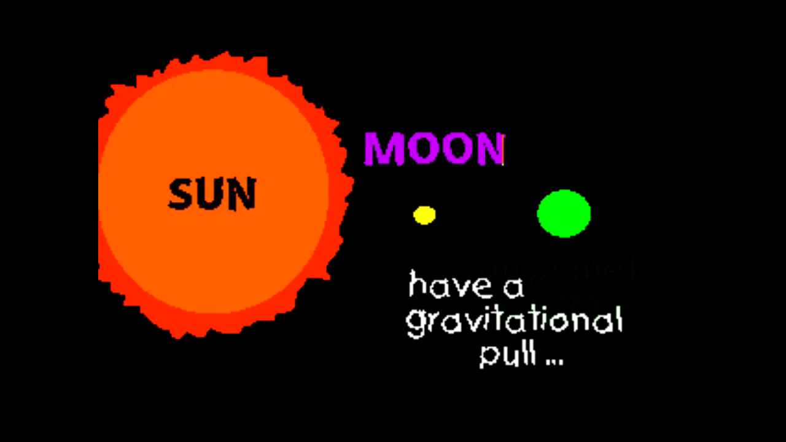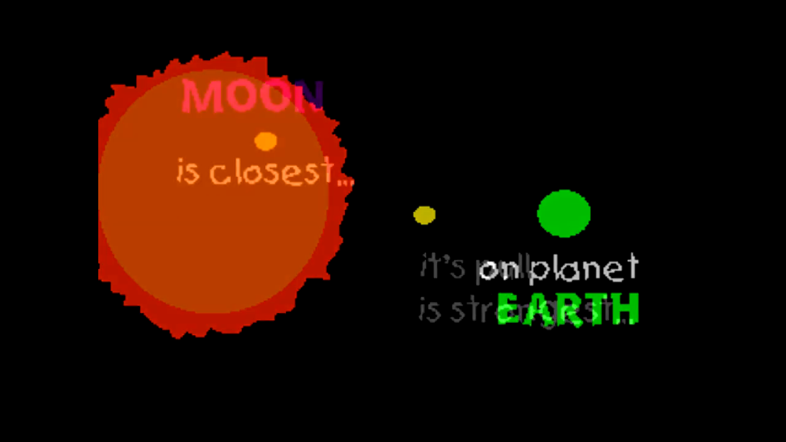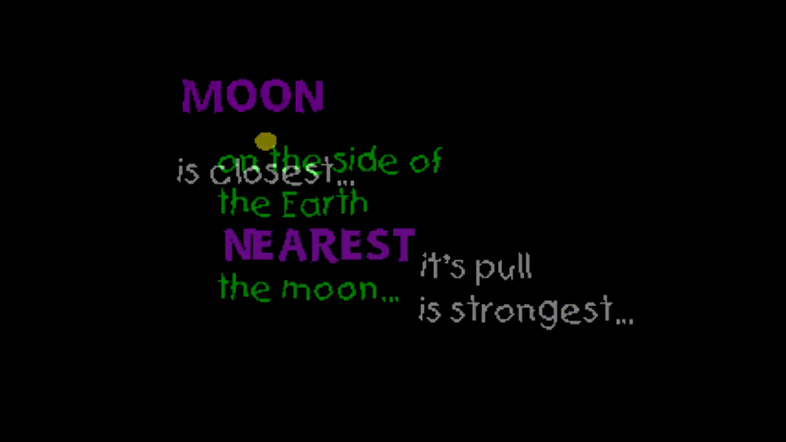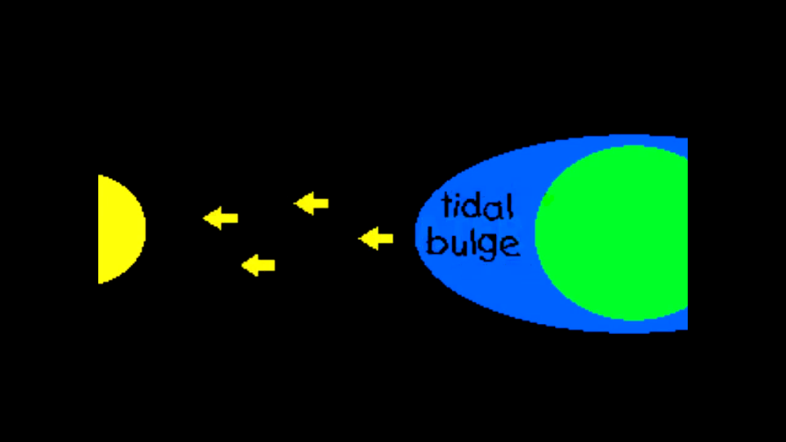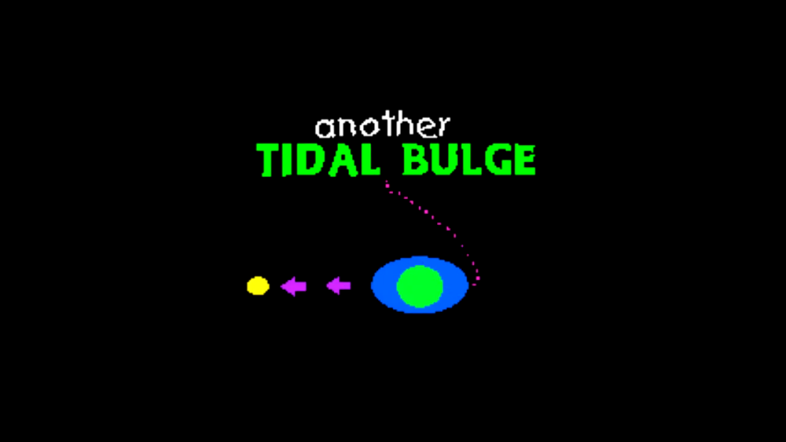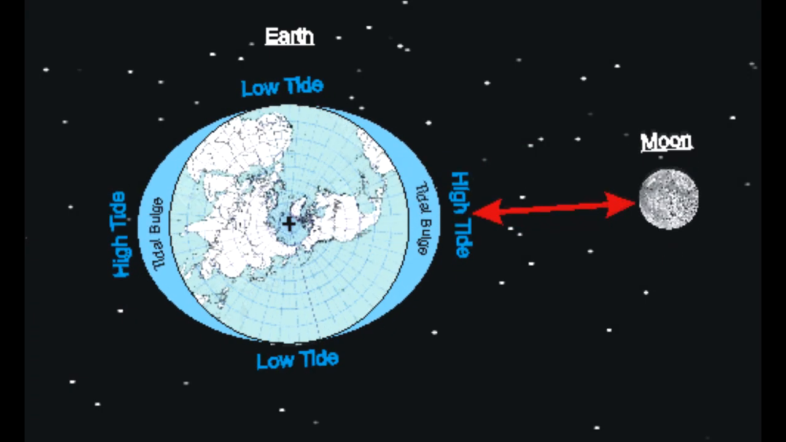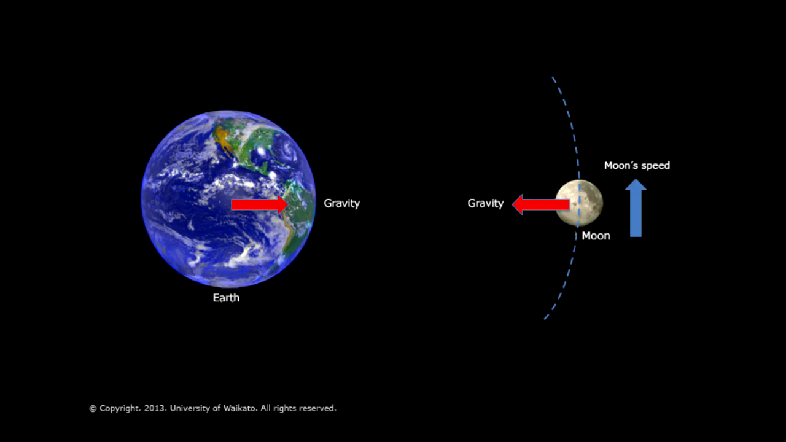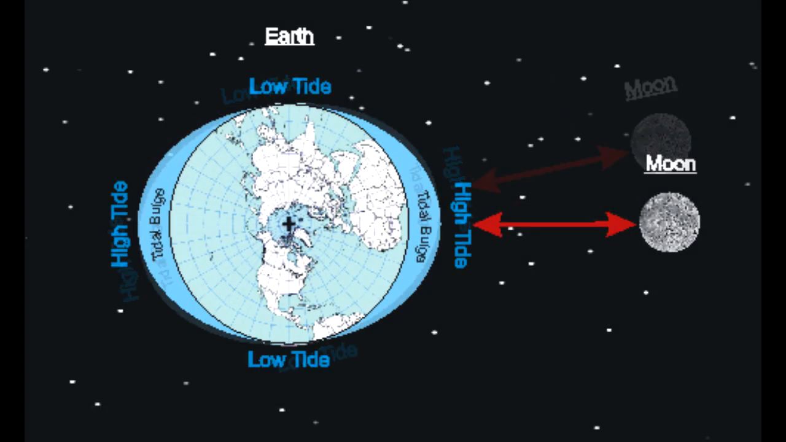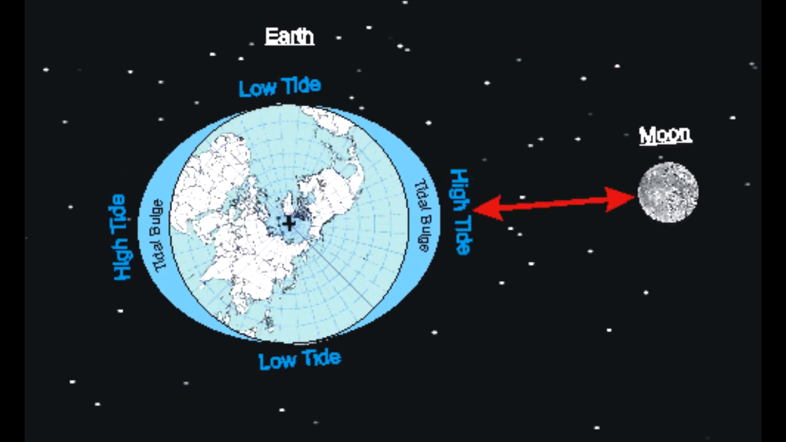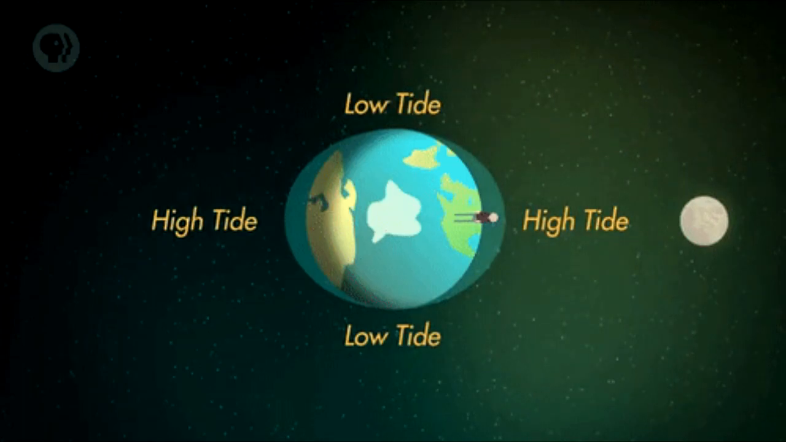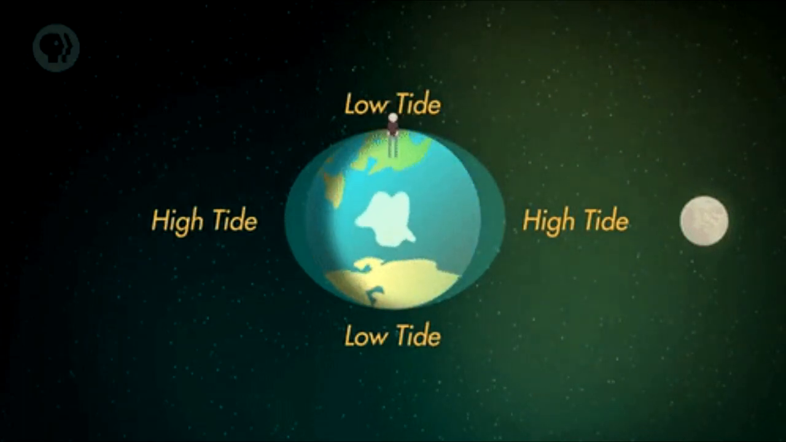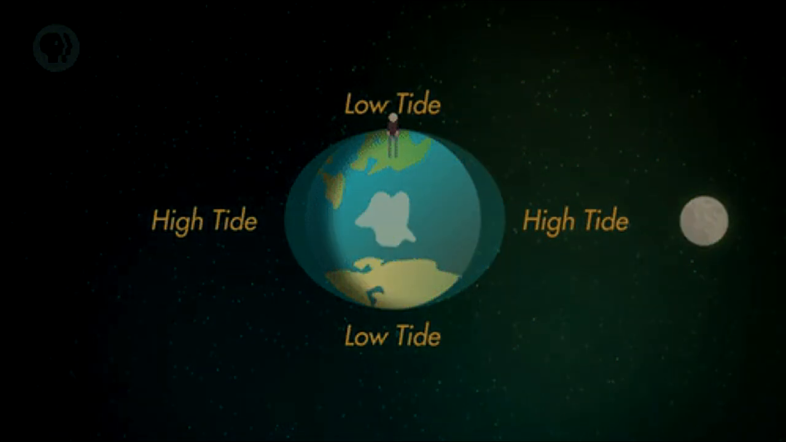But how? The part of the Earth that is facing the moon experiences a stronger gravitational pull toward the moon compared to the Earth's center, and it will cause a bulge on the Earth's surface facing the moon. So that part will experience high tide. Then the Earth's center will also experience a gravitational force toward the moon. Then the part that is facing opposite to the moon will also create a bulge, hence will also have a high tide. The places between the two high tides where the sea level drops experience low tide.